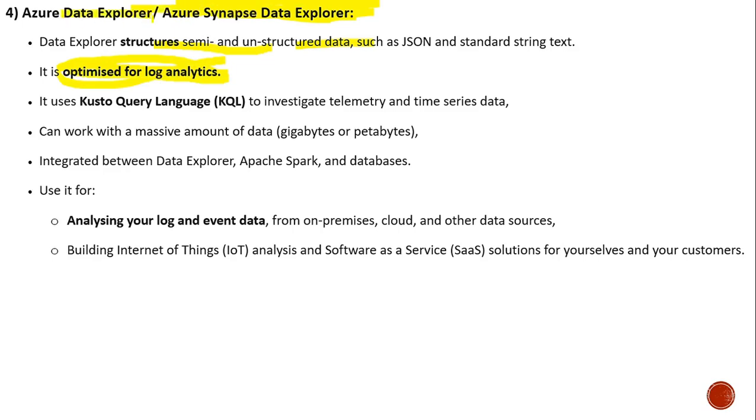Remember Data Explorer, and it uses Kusto Query Language. It is important. KQL, I have observed this question. So it uses KQL to investigate telemetry and time series data.